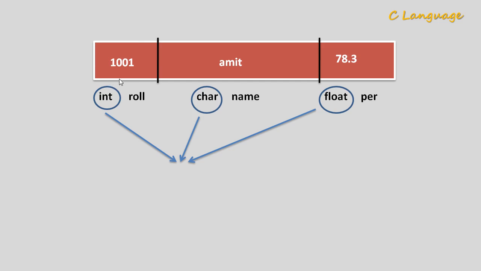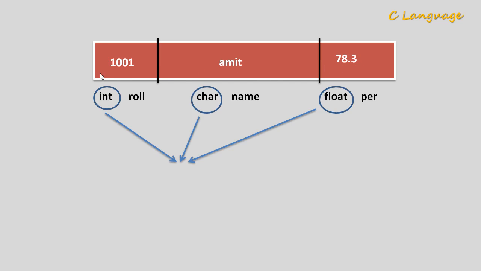This will be called the memory location for roll number, and its data type is integer. This is the location for the name, which data type is char, and this is the location for percentage, or you can say for the grade, and its data type is float. Now the protocol is such that you can't store dissimilar data type values inside it. So how does it become possible?